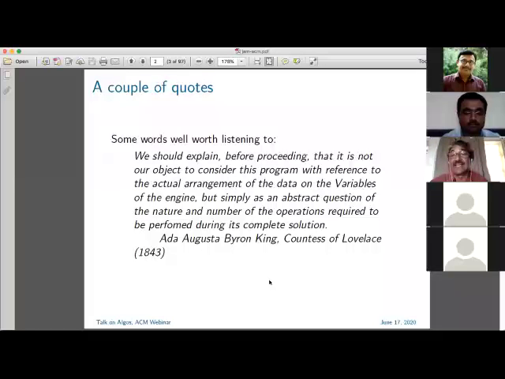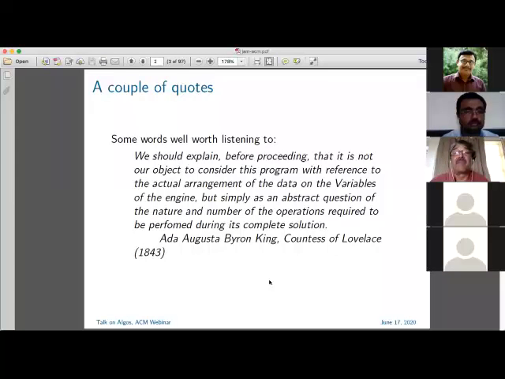And already she says, it's not our object to consider this program with reference to the arrangement of the data on the variables. Much more important, you have to think about it as an abstract question of the nature and number of the operations required to be performed during its complete solution. So Ada is speaking to us across 177 years, and reminding us that every time you are writing a program, the underlying algorithm is the most important.